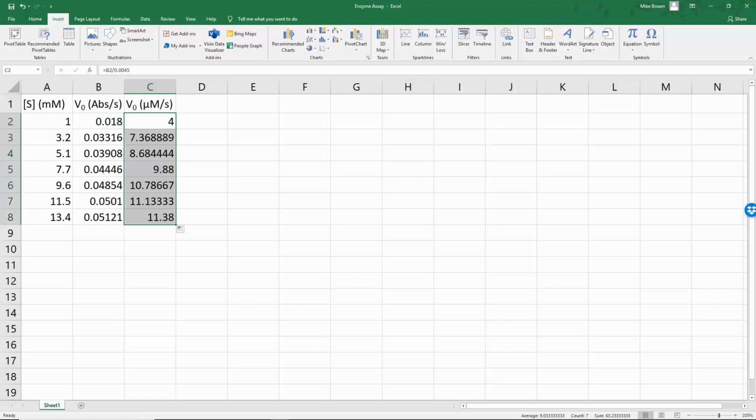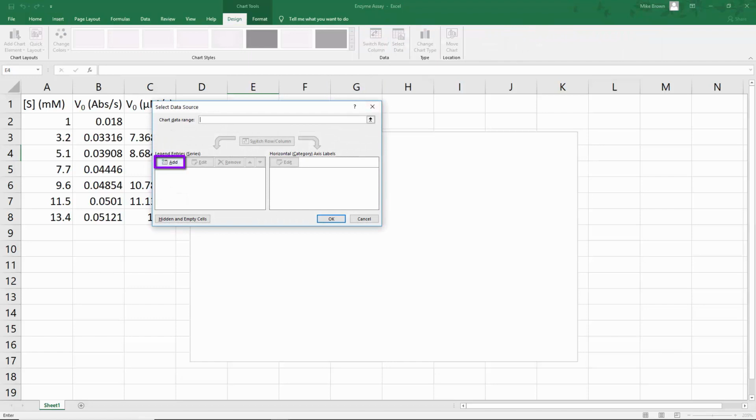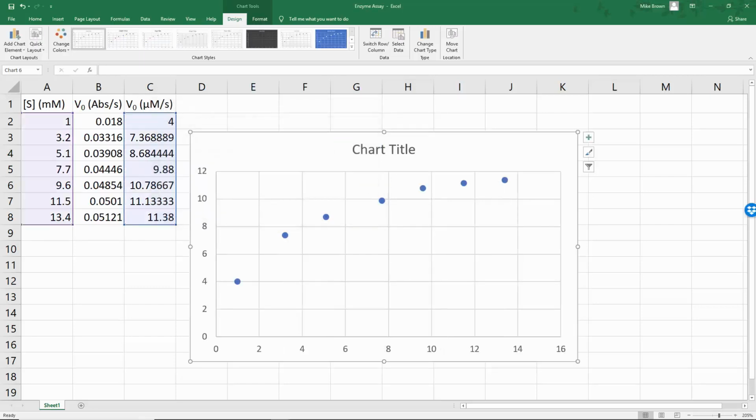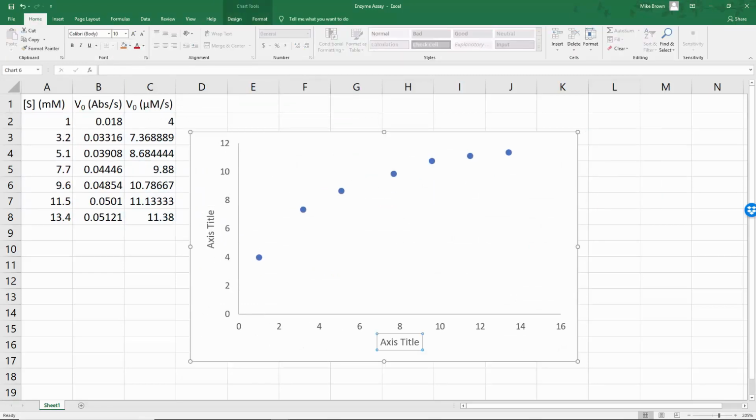We can set up a scatter plot of V0 versus substrate concentration. This is our plot of choice when both the independent and dependent variables are continuous. Click away from the data, go to Insert, choose the basic scatter plot, go to Select Data, Add, ignore series name. For series X values, select the substrate concentrations. For series Y values, choose the V0s. OK, OK. Get rid of the title and add axis labels as you've done before. And this is our Michaelis-Menten plot.